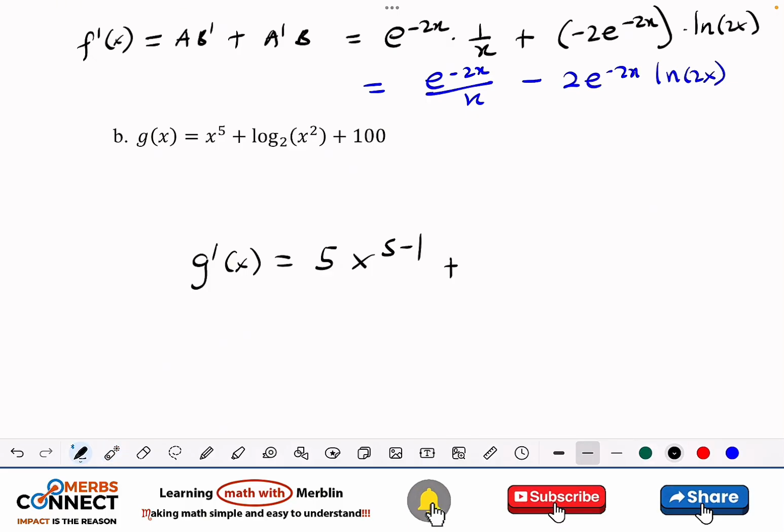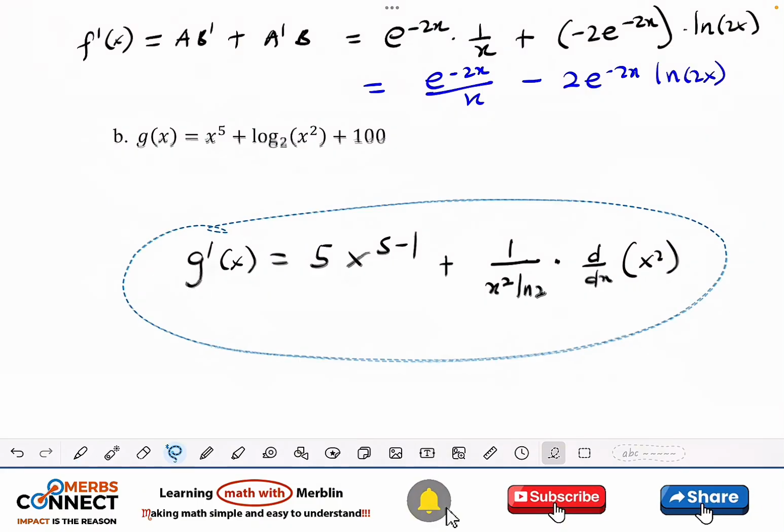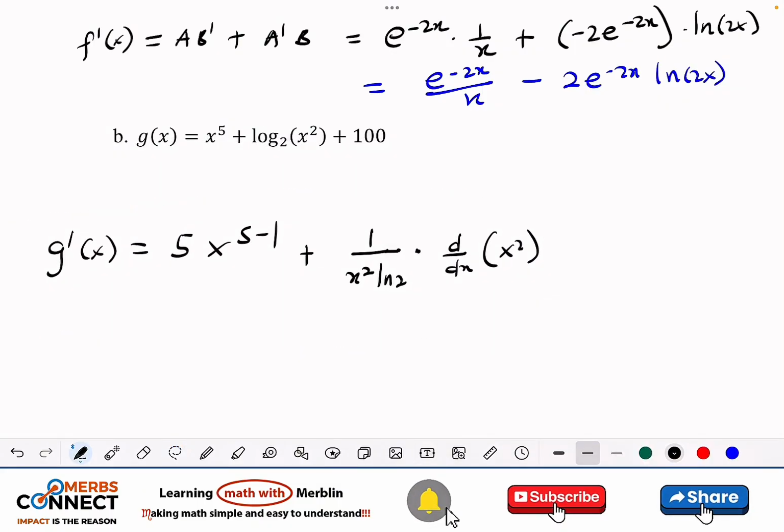So this is going to give us, the log rule says that 1 divided by what is inside the parenthesis, which is x squared, times the natural log of the base, which is 2, times, now we need to differentiate what is inside the parenthesis, which is x squared. So please don't forget the rule, the process. Then plus, when you differentiate the constant, you get 0. So you see the way I'm applying the rules.